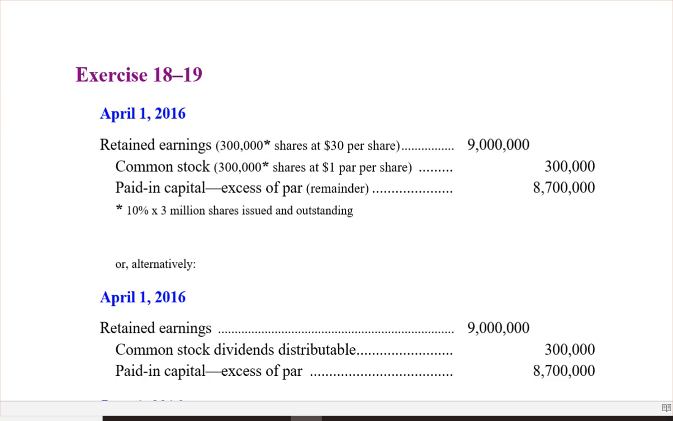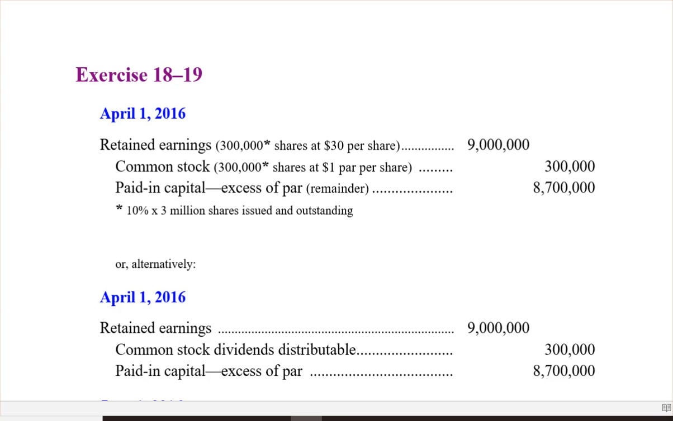Therefore, we aren't going to call it common stock dividends distributable, which you can see down below in the second set of solutions. You're just going to take it to common stock. Now, technically, it's distributable until it is actually distributed. But since it's all happening within a time period and there's no financials going to be prepared in between, we're just going to take it to common stock and call it common stock.